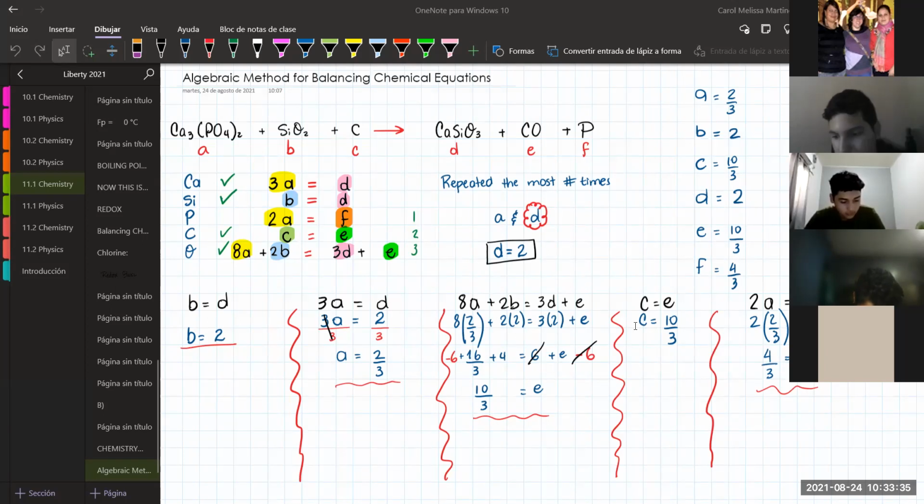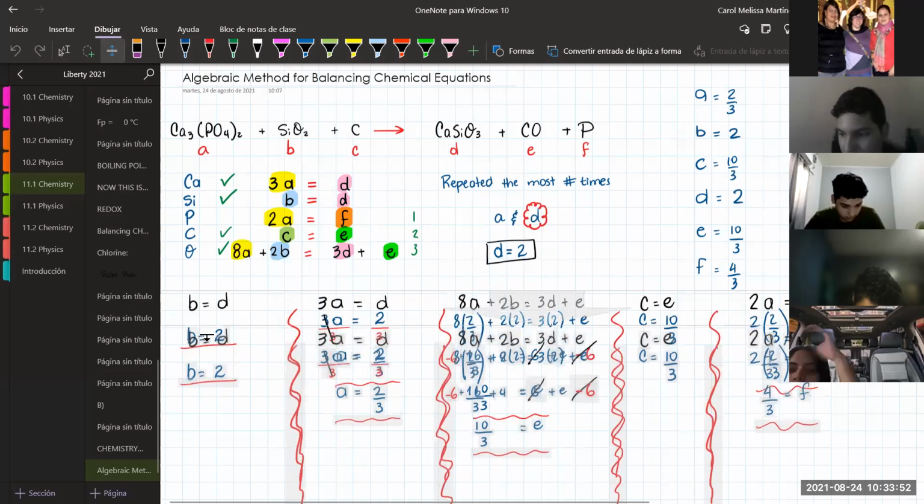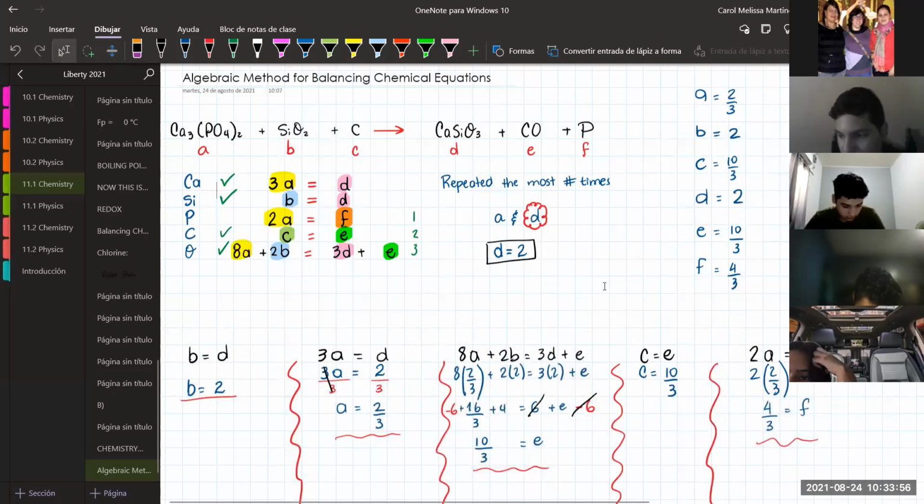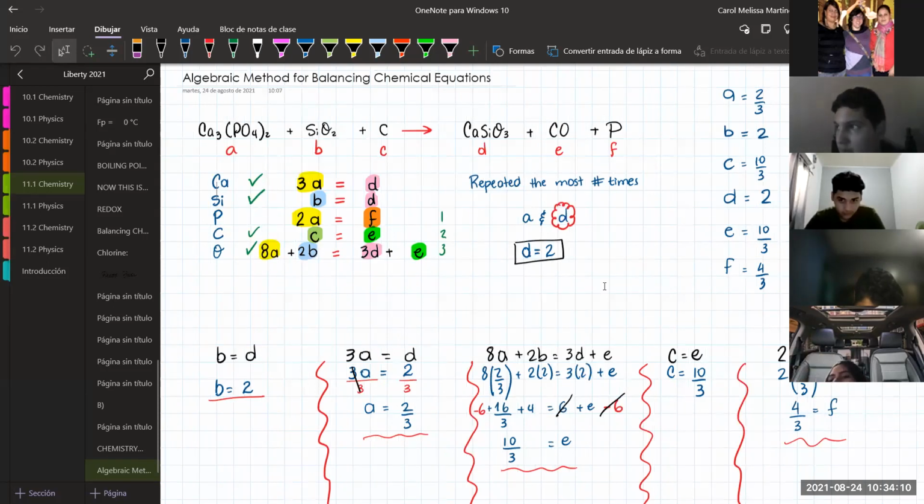What happens when you have decimals or fractions as coefficients? So imagine I have the values over there. I have 2/3, I have whatever, okay? So that means that those are my coefficients. I have 2/3 over here, I have 2, I have 10/3. What happens? That equation looks weird because I have fractions. I cannot leave my answers in fractions. They always need to be whole numbers.